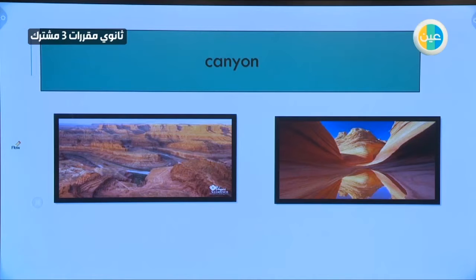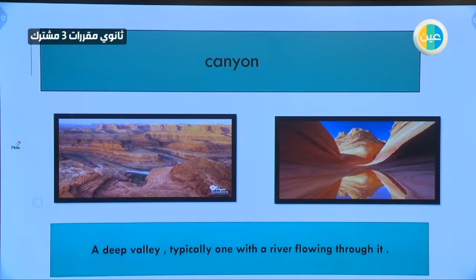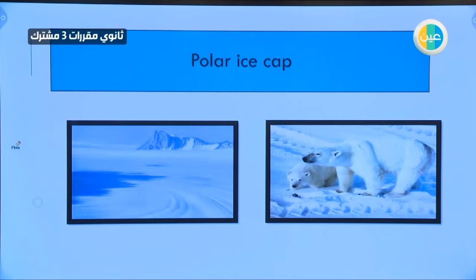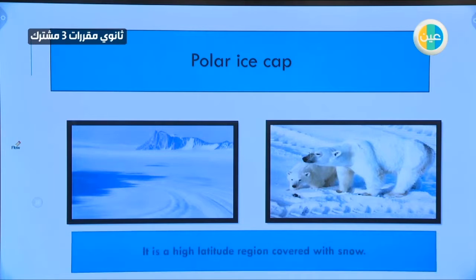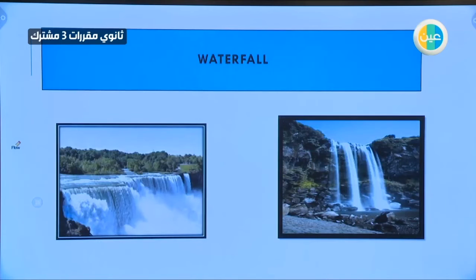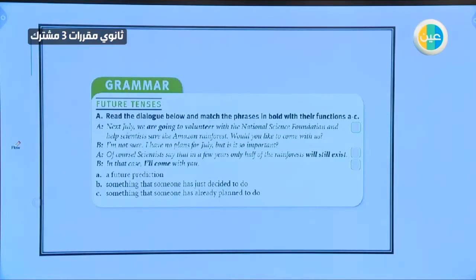Canyon. What is it? What's a canyon? It is a deep valley, typically one with a river flowing through it. Okay, so this is a canyon. Another, polar ice cap. It's a high latitude region covered with snow, whether in the north or in the south. Waterfall, as you can see, it's a waterfall. It's known. This is the last geographical feature. Now we will move to grammar.